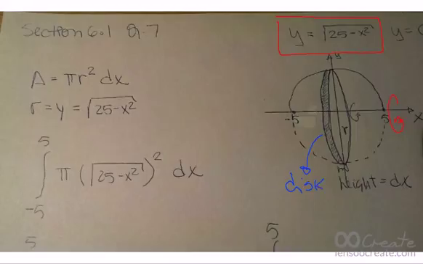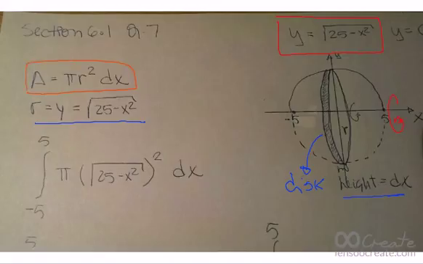For that disk, I know that r is going to equal y, which equals the square root of 25 minus x squared. That's why I wrote it over here. And for the area of my disk, the base is pi r squared, and the height is going to be the dx. That's what I wrote over here.